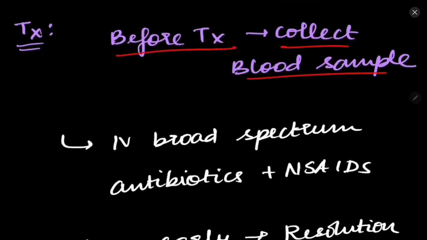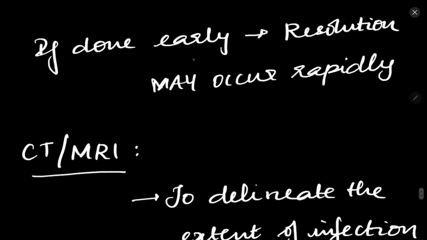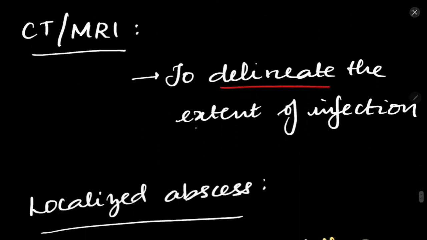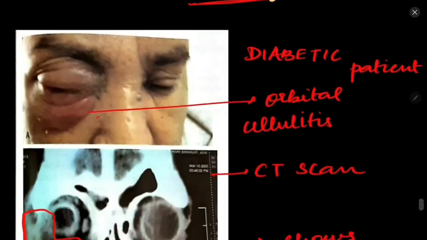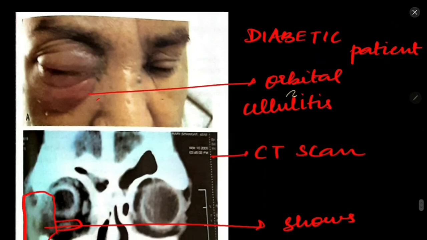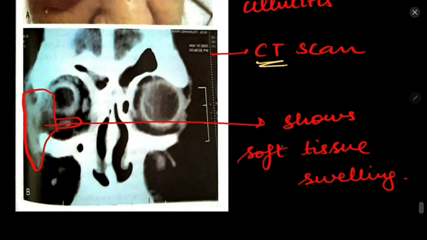Before treatment, we should take a blood sample to find the organism involved. And treatment: IV broad spectrum antibiotics with NSAIDs. If done early, resolution may be rapidly seen. And CT to find the extent of involvement. If a localized abscess is present, we should drain the abscess. And in this picture, that is a diabetic patient, and we can see the CT for the soft tissue involvement.